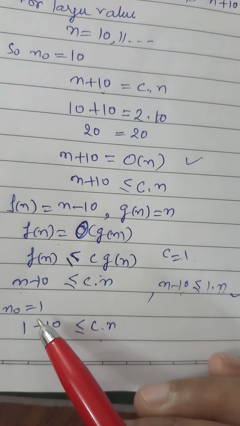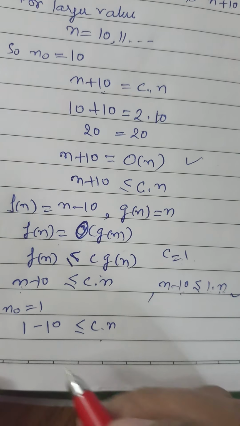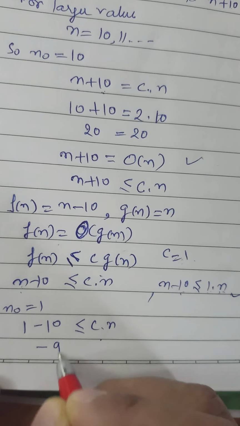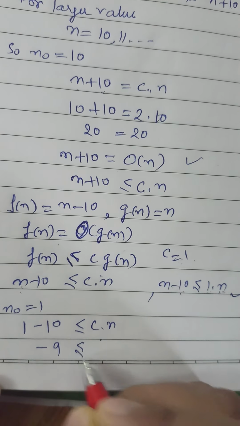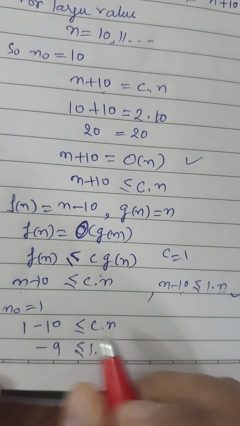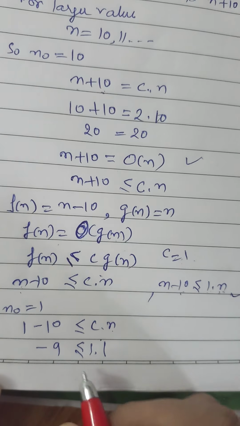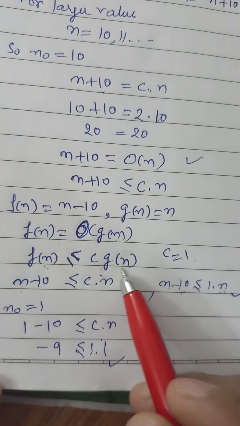And if we put n naught value 1 here, then what will we get? Minus 9, and the c value is 1 here, and n naught value is also 1 here. So definitely this also proves that F(n) is less than or equal to c G(n).